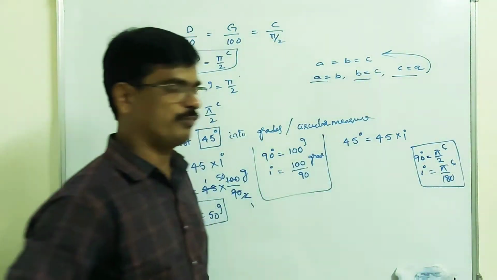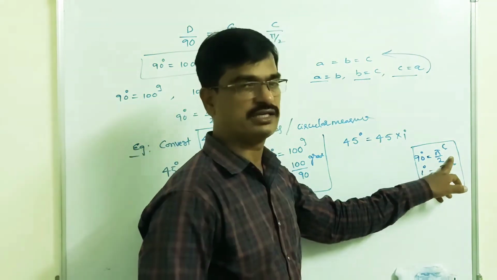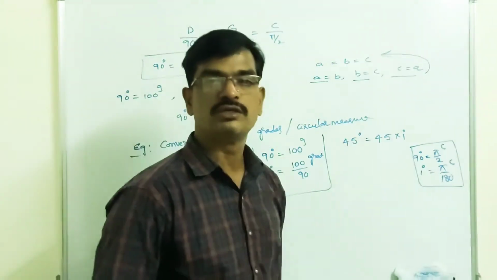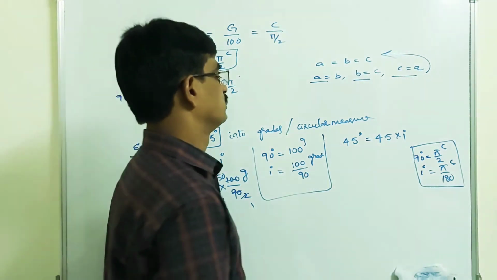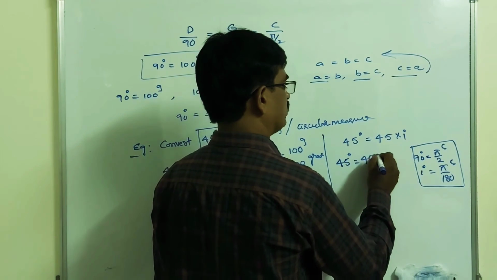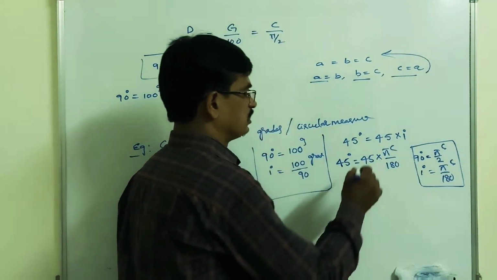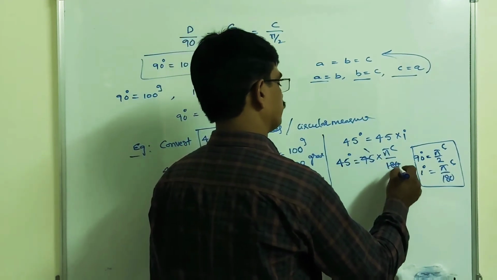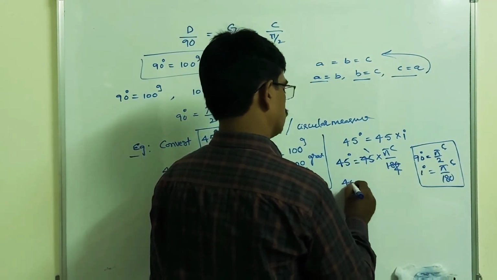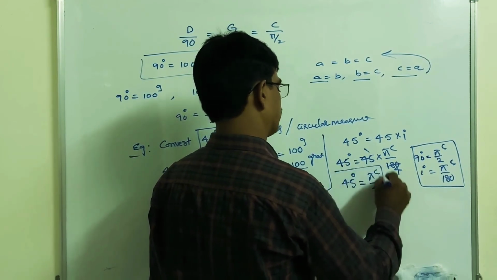90 degrees is equal to pi by 2 radians. If you transpose 90 to the RHS, you get 1 degree is equal to pi by 180 radians. That is, 45 degrees is equal to 45 into pi by 180 radians. Now 45 ones are 45, 45 fours are 180. That is, 45 degrees is equal to pi by 4 radians.